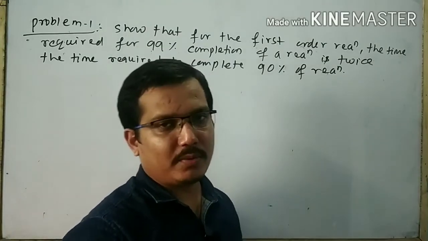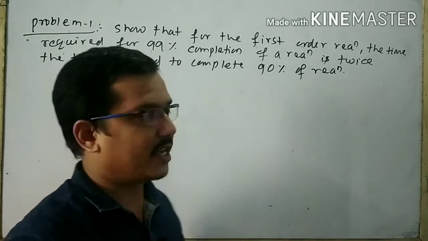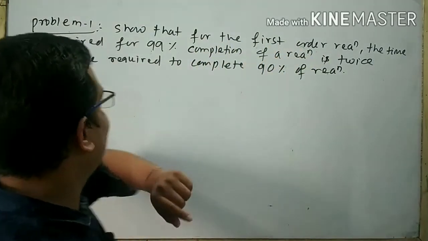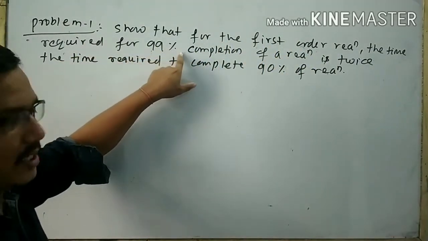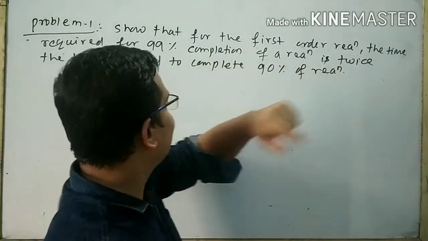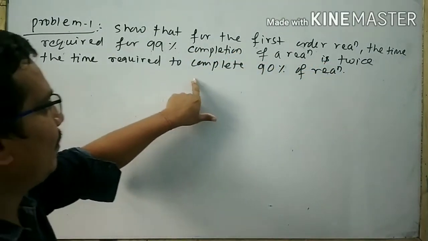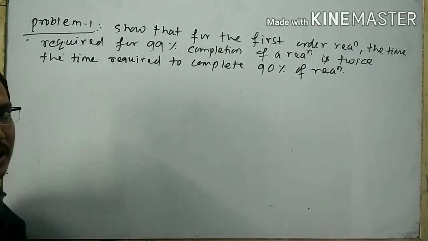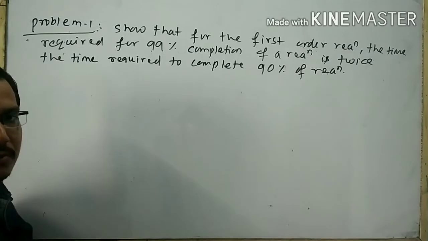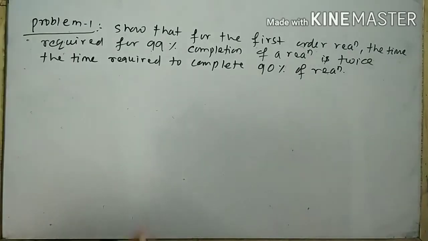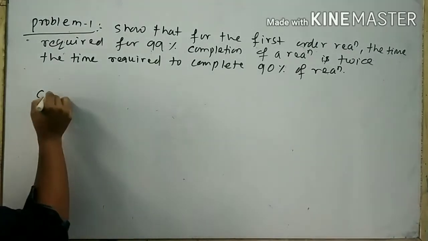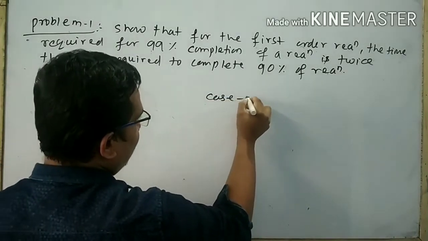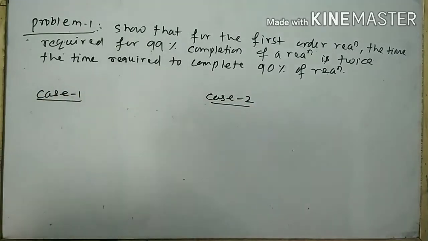Now I will do some problems related to the kinetics of first order reaction. My first problem is: show that for the first order reaction the time required for 99% completion of a reaction is twice the time required to complete 90% of the reaction. Such type of problem plays an important role in the exam. Always such type of problem comes in the exam. In this reaction there are two cases. Case 1 is 99% completion. Case 2 is 90% completion.